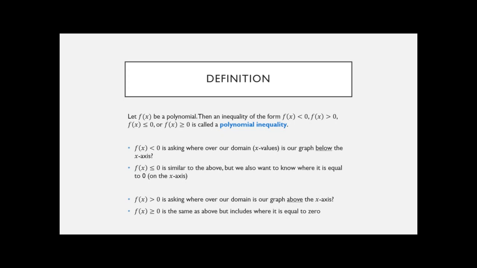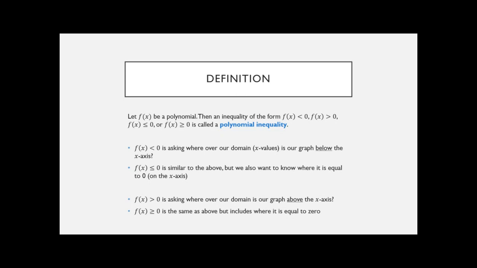So it's good to understand what these are asking for, especially in terms of a graph, because you can use a graph to check your answer. f of x is essentially our y values, so you're looking at the shape of the graph. If you have a less than, it's asking where is your graph under the x-axis, where are the values negative, because less than 0 is negative numbers. If it's less than or equal to 0, it's saying, where is it negative, or where is our graph equal to 0? So it could be below or on the x-axis.